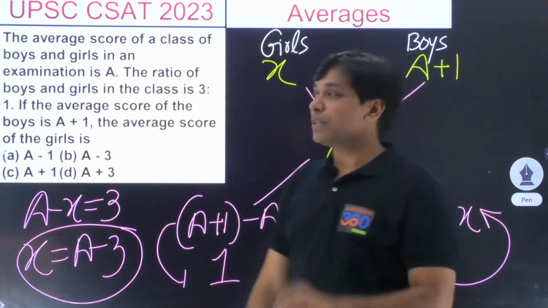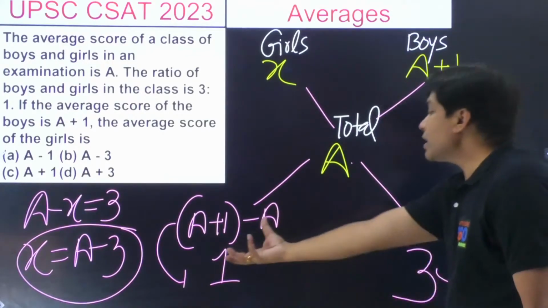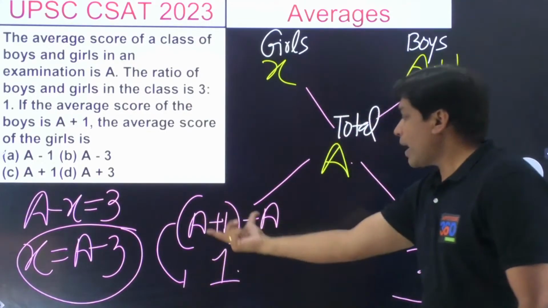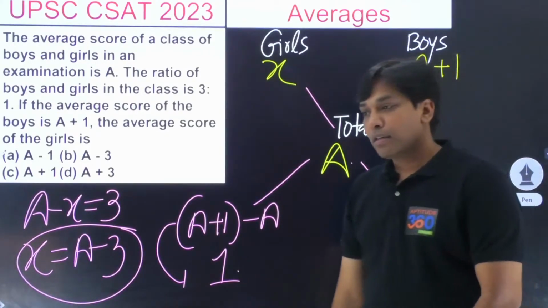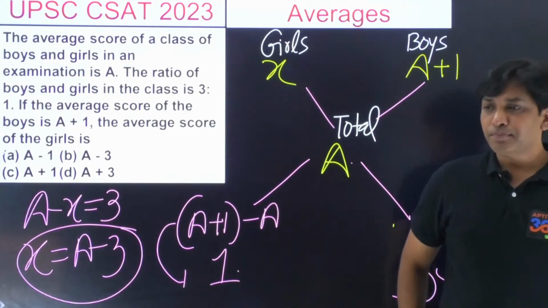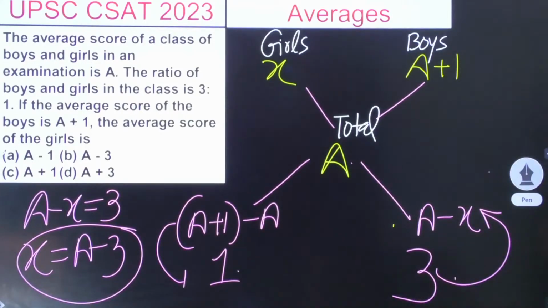The problem is very simple. You just have to understand this. Let me know in the comment section if you're understanding what I am talking about. When it is 1:3, a plus 1 minus a is already 1. So if this value is already 1, this value will already be 3. Is this okay? Who did not understand this? सबको समझ में आ गया क्या?